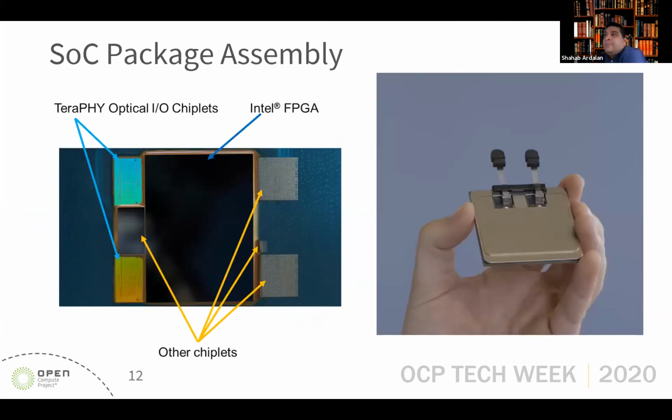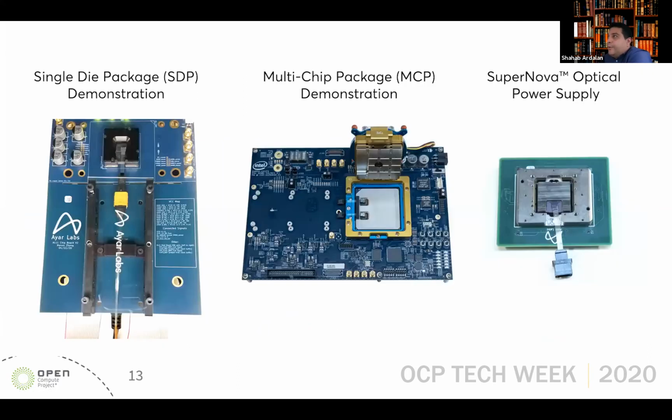This is everything packaged. This is a sample chip that we did with our partner Intel. The chip in the middle is going to be the Intel FPGA, with 2 TeraPHY sitting on the left side as a chiplet. And here is the picture of the full package FPGA with the TeraPHY IO. So far, these are the things that we have available for demonstration. And if you are interested in getting the kit for evaluation, feel free to contact me over email.